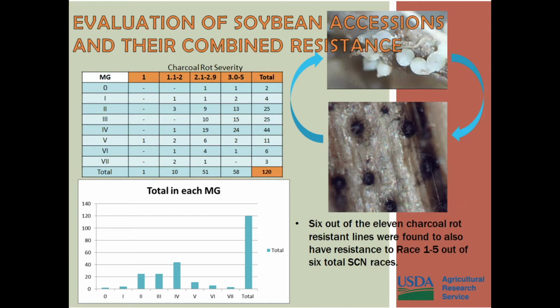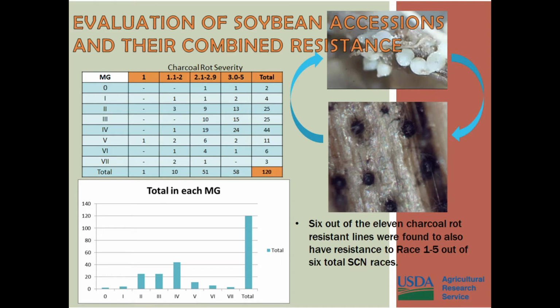In this evaluation, 120 soybean accessions were evaluated, with known resistance to SCN, but unknown resistance to charcoal rot. Among these 120 genotypes, there were 8 maturity groups represented: 2 from maturity group 0, 4 in maturity group 1, 25 in maturity group 2, 25 in maturity group 3, 44 in maturity group 4, 11 in maturity group 5, 6 in maturity group 6, and 3 in maturity group 7. The reason, of course, for this wider range of maturity groups was to incorporate production systems not only in the Mid-South, but also in the northern production areas.